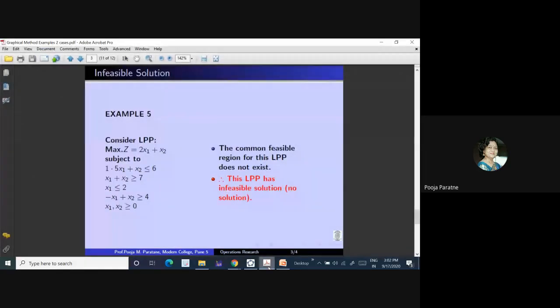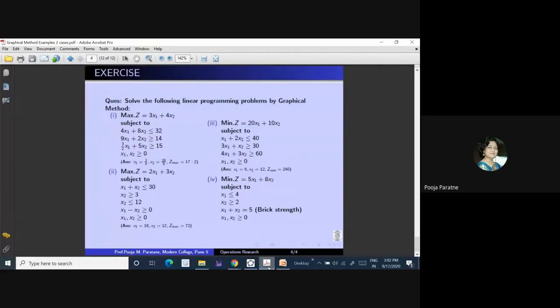And here is the type of solution we are considering for this linear programming problem. So here we have seen all about the graphical method. Now you can write these examples and practice them. Copy it, give 2 minutes.